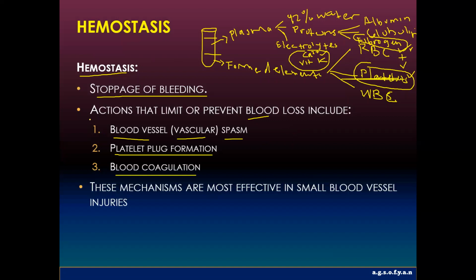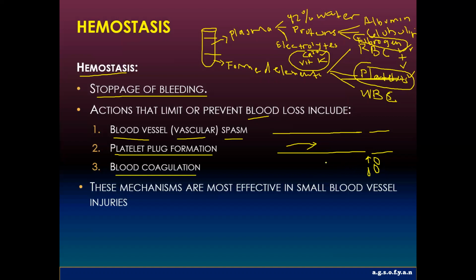Now we go back to the stages over here. The first stage is called the blood vessel or vascular spasms. So, for example, this is a blood vessel. When something cuts our blood vessel, let's say the blood is going this way and it is cut over here, then we will be bleeding. So our blood will come out from the blood vessels.